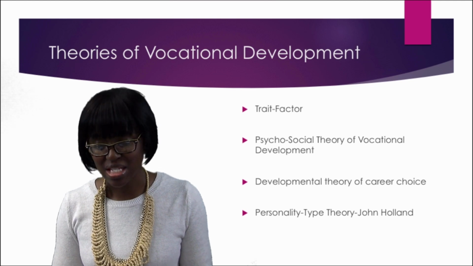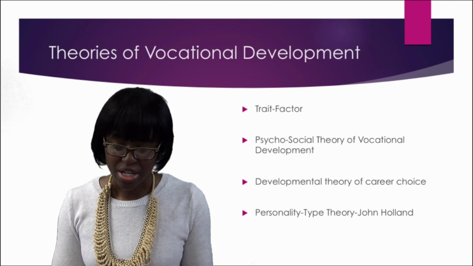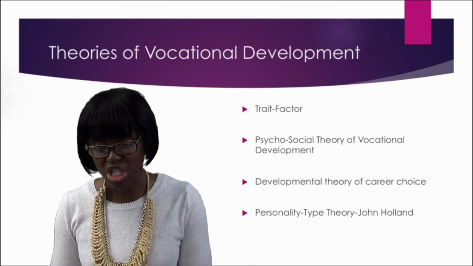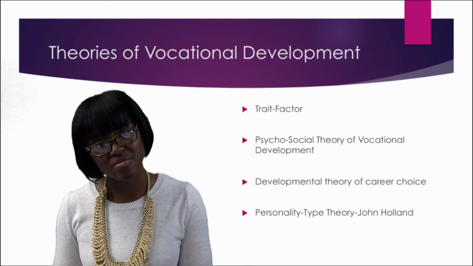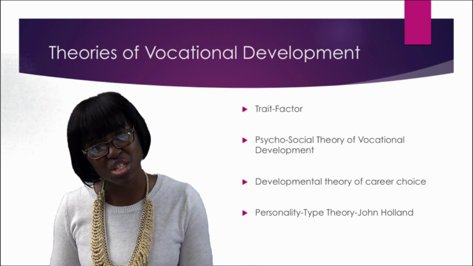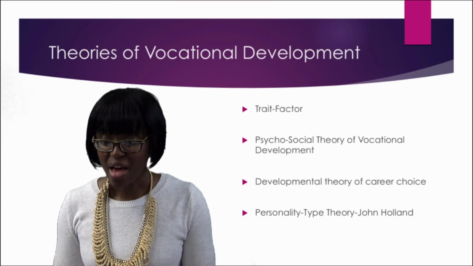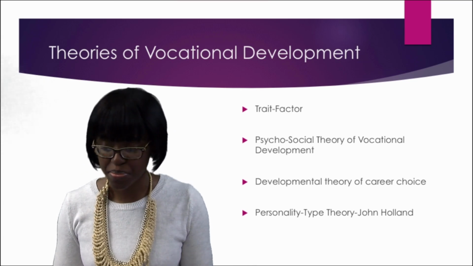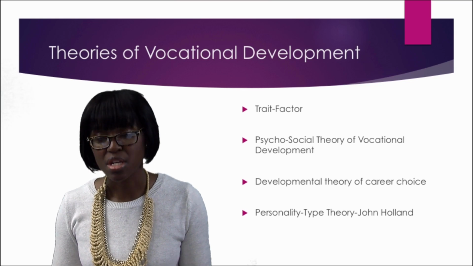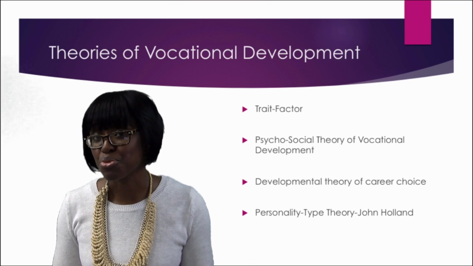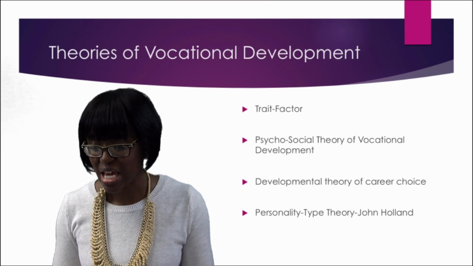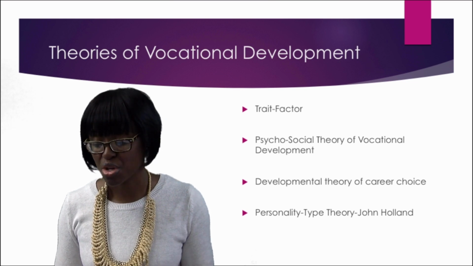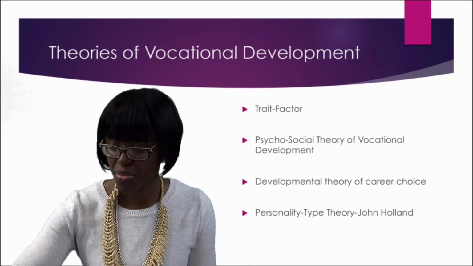Tentative, that's 11 to 17. Here in late childhood and adolescence, the individual focuses largely on themselves. They're just evaluating their interests at this point. And then you have the realistic stage, which is 17 to 18 and up. The focus is on more available careers, what's really out there, the reality, and the evaluation of the demands and the benefits of those careers that are actually out there.